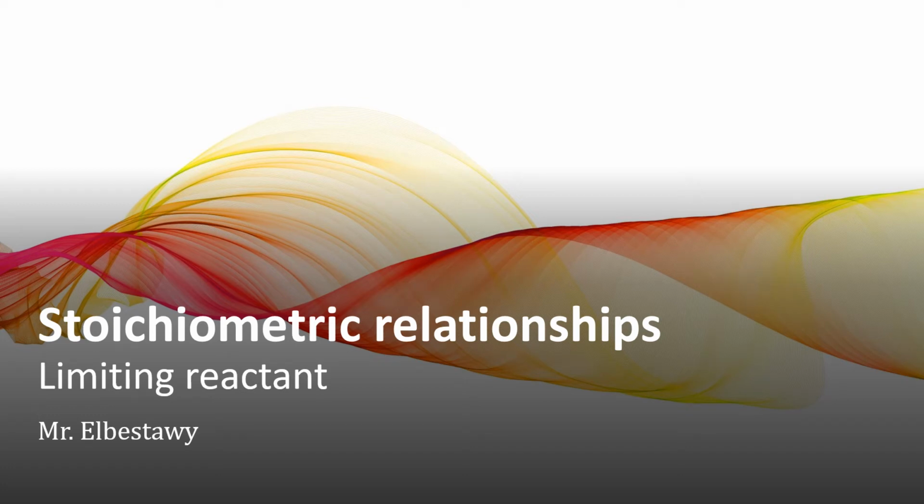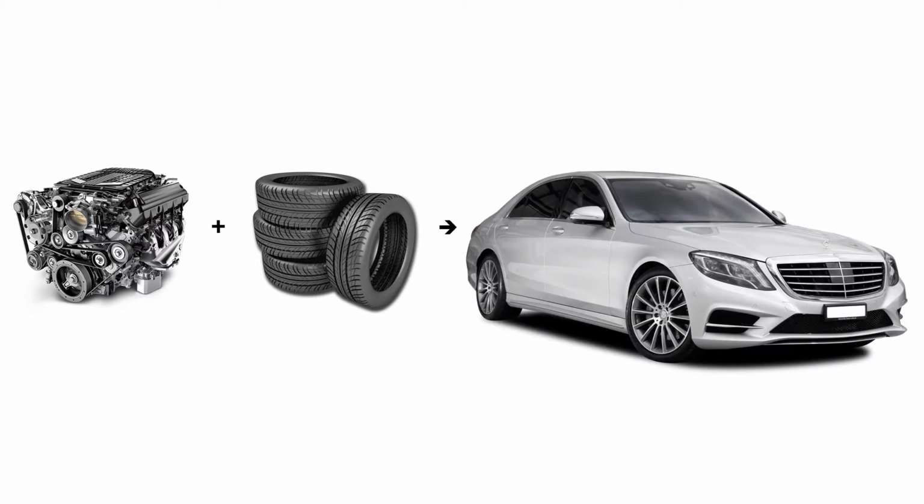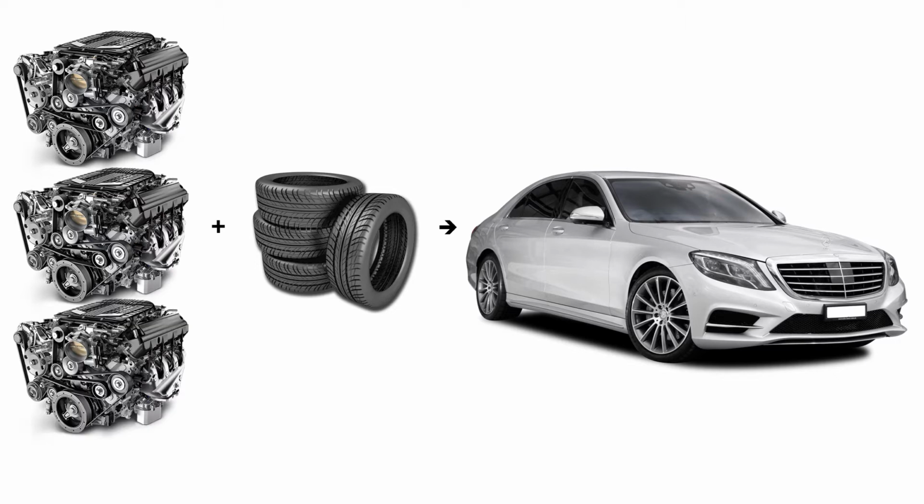Let's get started. What if we have one engine and 4 tires? How many cars do you think we can make? Only one car. Okay. What if we have 3 engines, but we still have 4 tires? Do you think we can make more than one car? No, we can't. Why can't we? Because we still have 4 tires.